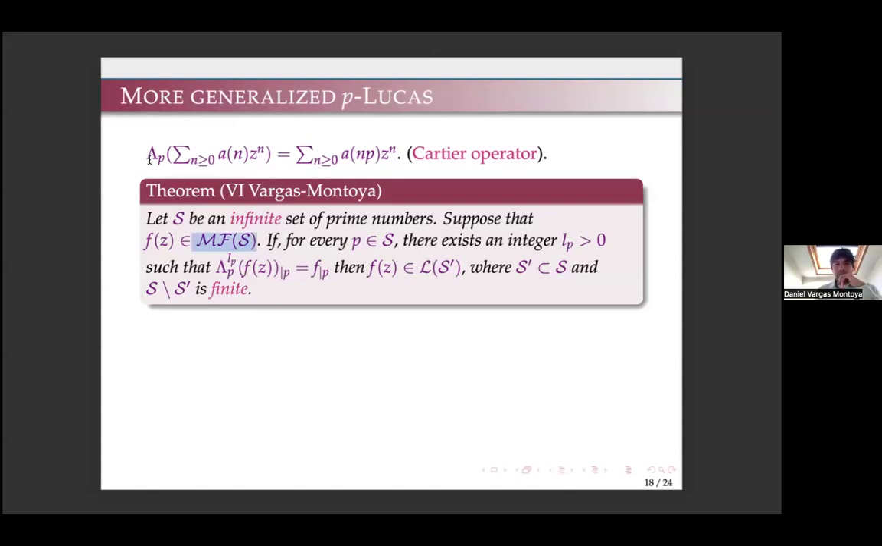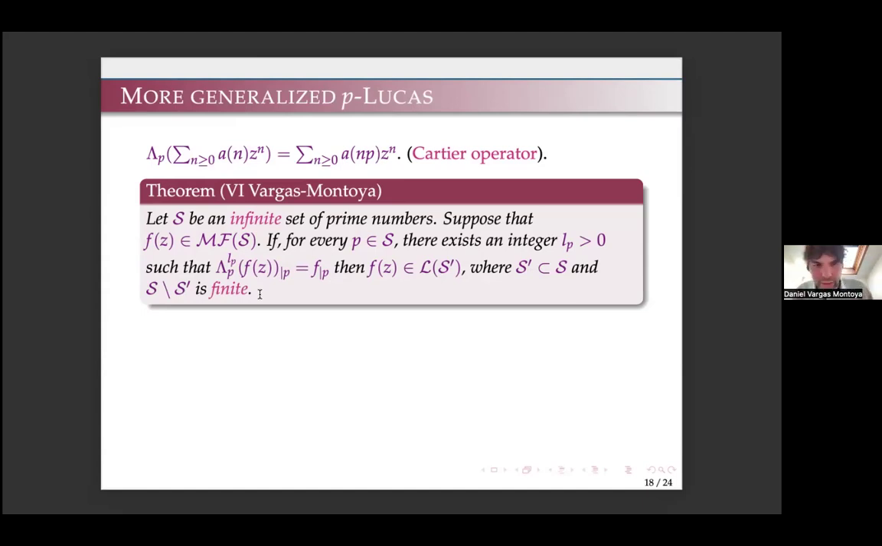Okay, so for that, let me recall the Cartier operator. We have a power series, and we take the coefficients which are divisible by P. So let S be an infinite set of prime numbers. Suppose that F is an element of MFS. If for every P in S there is an integer LP bigger than 0, so that we have this equality, then F belongs to LS prime, where S prime is inside S, and S minus S prime is finite.